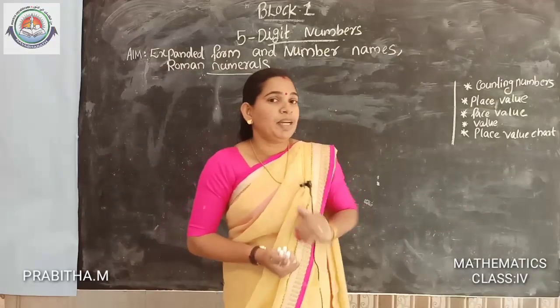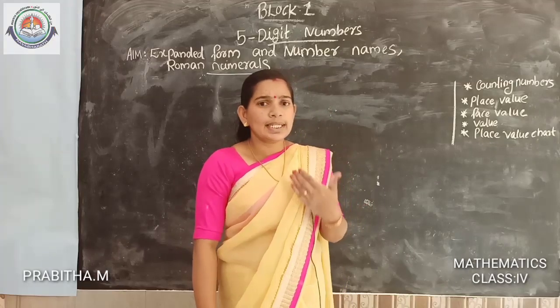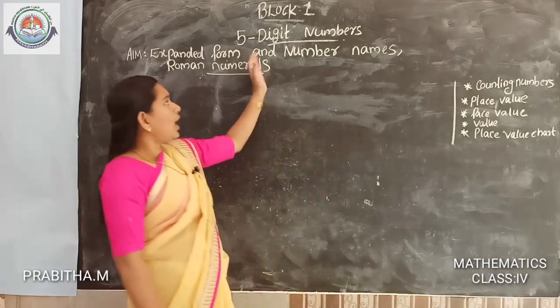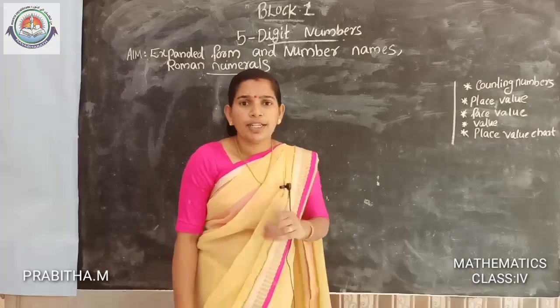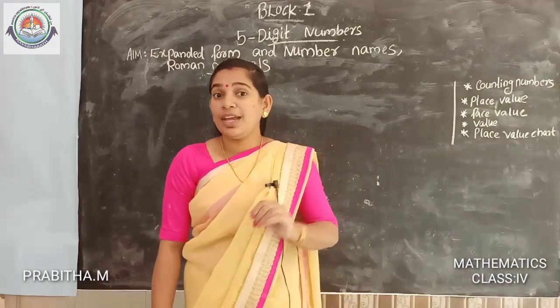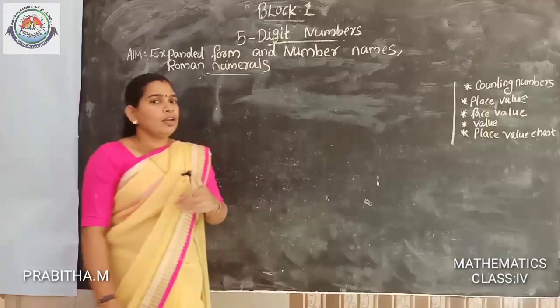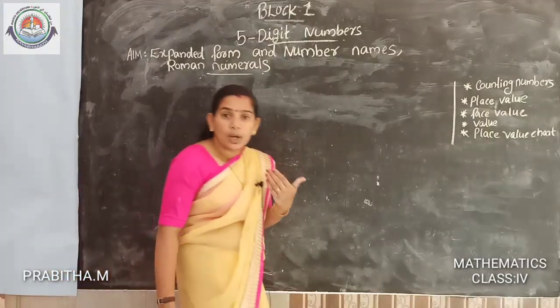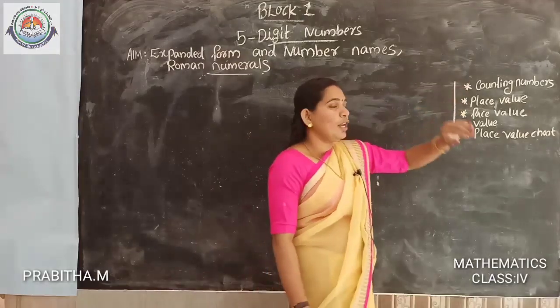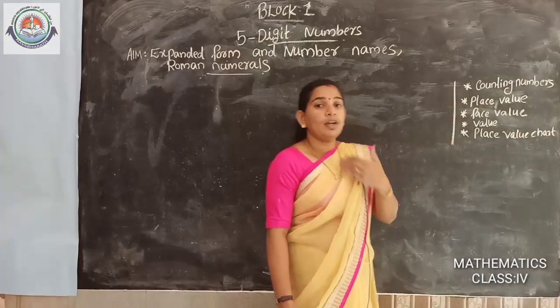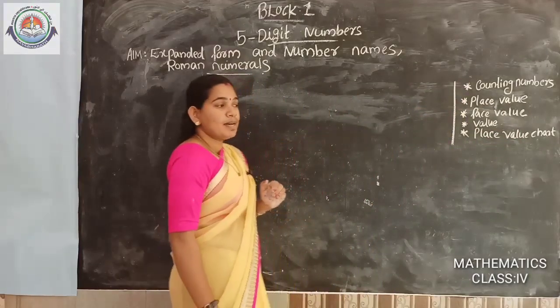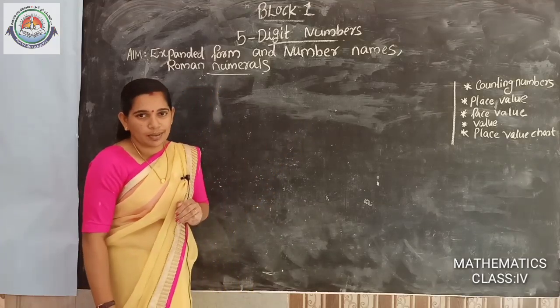Do you remember our previous class? What did you discuss in the previous class? 5-digit numbers. What are 5-digit numbers? A number having 5 digits. We discussed how to count the numbers, their place value, face value, value, and also how to represent the given numbers in a place value chart.